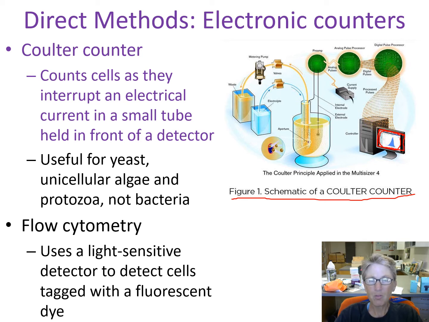Flow cytometry uses a light-sensitive detector to detect cells after you've put a fluorescent dye inside the cells. This is kind of cool because you may choose a fluorescent dye that is only taken up by live cells, so you could actually count only the number of live cells.